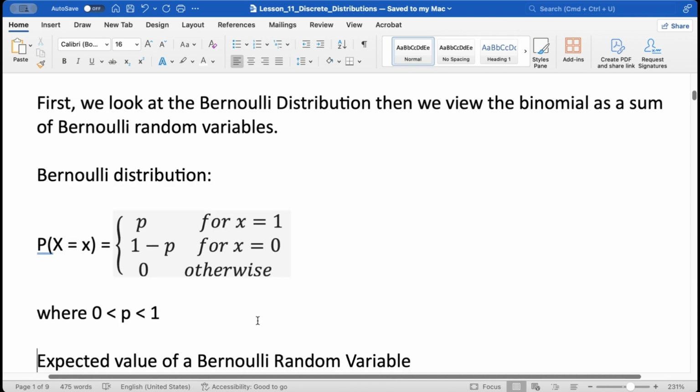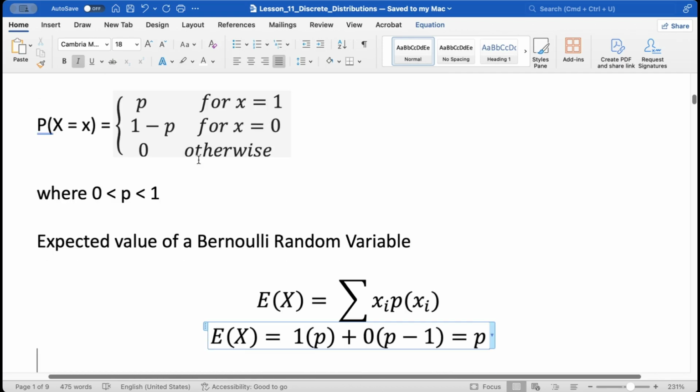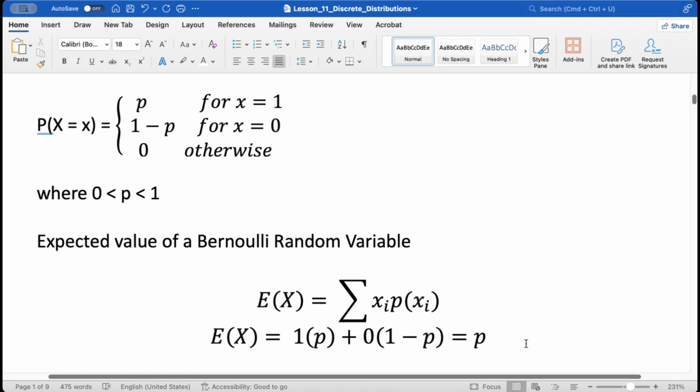So what's the expected value of a Bernoulli random variable? We use the formula, summation x sub i, p of x sub i. The only x values here are 0 and 1, and we multiply with their probabilities. So it's 1 times p plus 0 times 1 minus p. So 0 times anything is 0, and we're left with 1 times p, which is just p. So the expected value of a Bernoulli random variable is p, the probability of success.